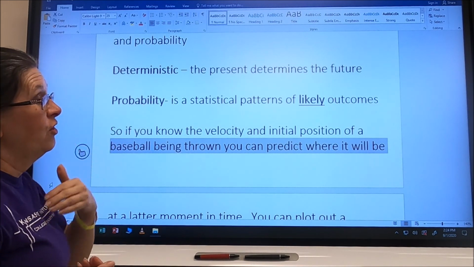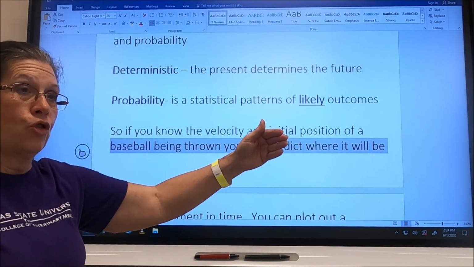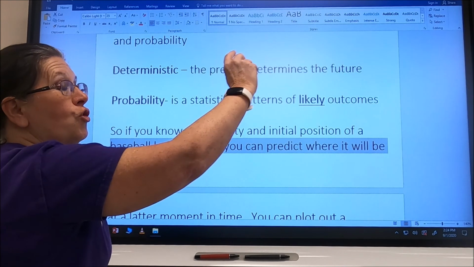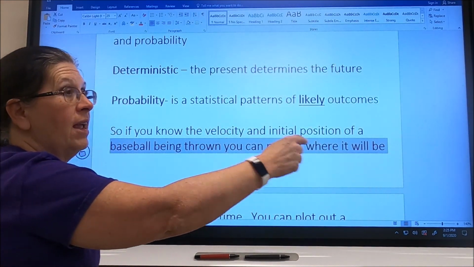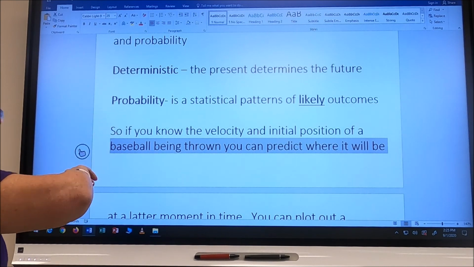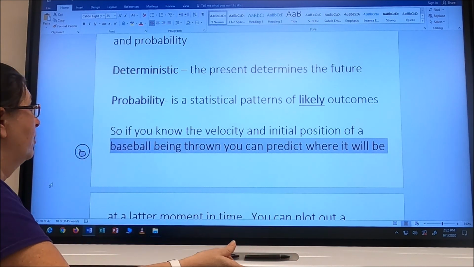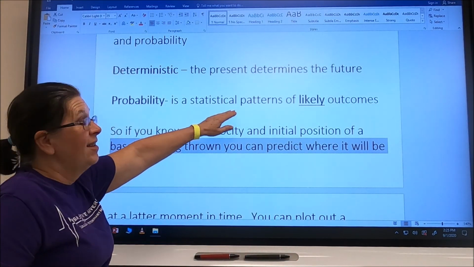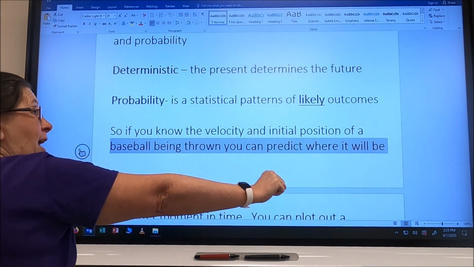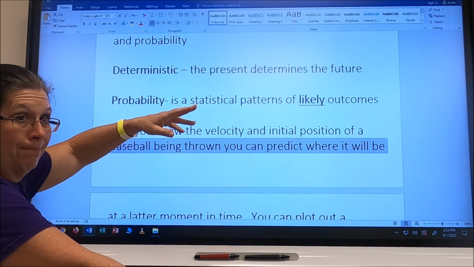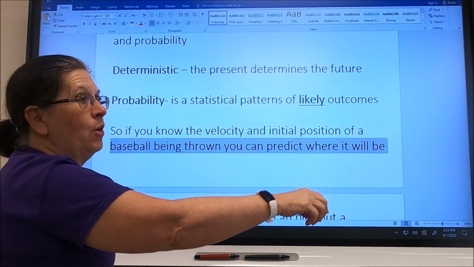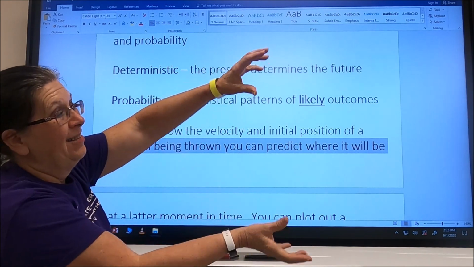And that brings us to the difference between deterministics and probability. In deterministics, the present determines the future. So if I throw a baseball, I can map out a trajectory for that baseball, and where it launched from and the speed and the direction I launched it tells me where it's going to land. Probability is the statistical pattern of likely outcomes. So if I throw an electron, I can't tell you exactly where it's going to land. I can just say it's somewhere in here.